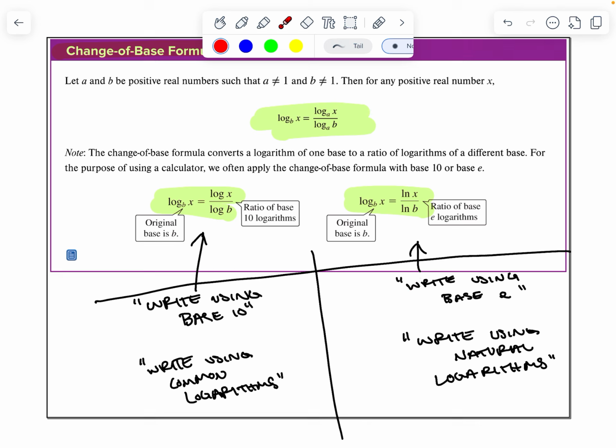Notice again, the higher elevation on the page, the x ends up on top. Lower elevation on the page is on the bottom. This is a subscript b. Lower on the page, on bottom. Higher on the page, ends up on top in both cases.